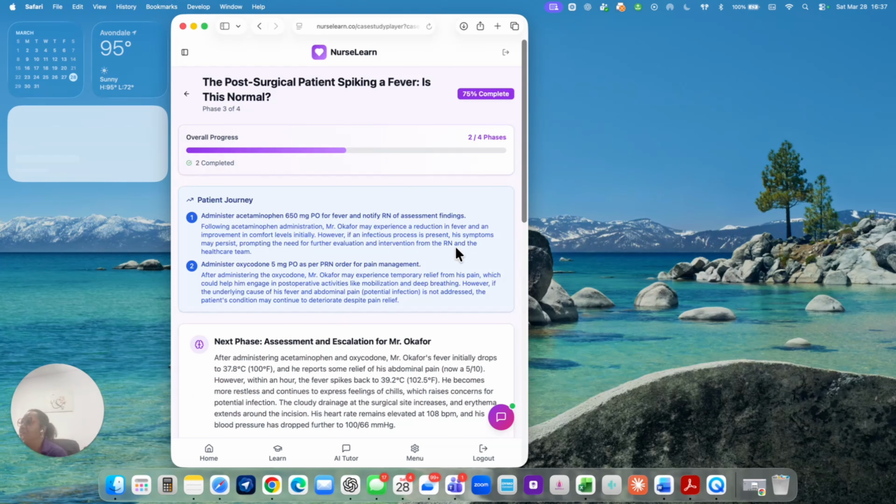Oxygen is 93%. All right, do you document the findings and prepare for another acetaminophen administration? Prepare Mr. Okafor for a potential transfer to a higher level of care based on the RN guidance and physician's orders. Suggest to the RN that Mr. Okafor should remain on a regular diet despite his worsening condition. Inform the RN that you can manage Mr. Okafor's care independently without additional physician orders.